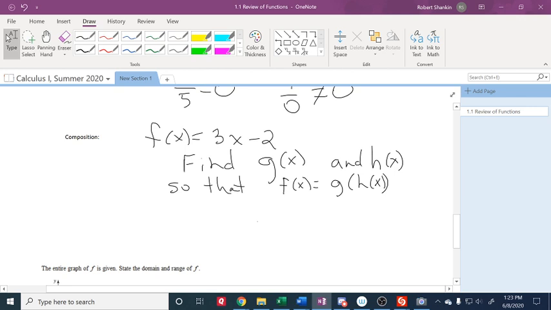Okay. Let me have you stop. Group 4, any ideas here?